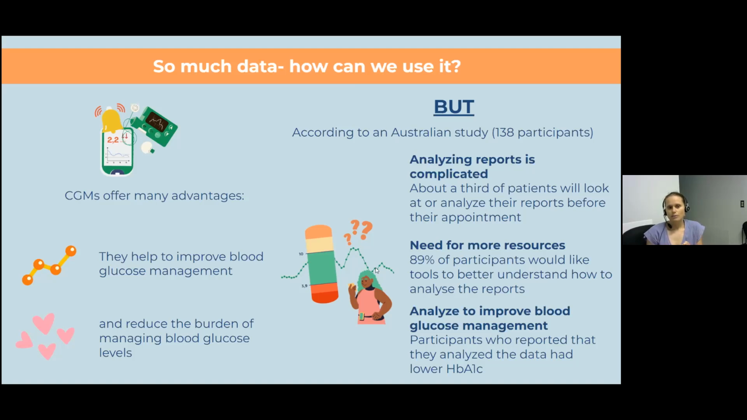And with the CGM technology, it gives us so much information. We have blood glucose values every 5 to 15 minutes that are recorded. How can we utilize this and how can we use it? So as I said, as clinicians, we use it in our practice daily. However, as people who use these systems, what are they doing with this data?